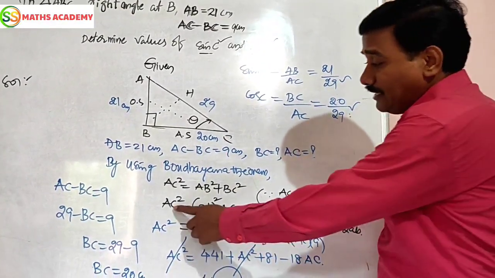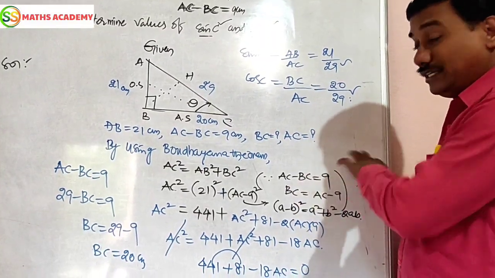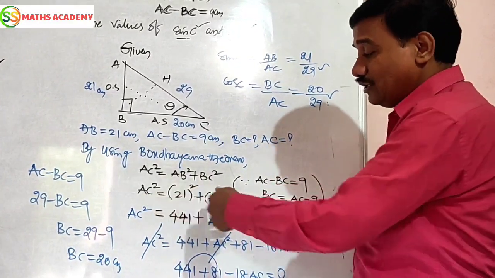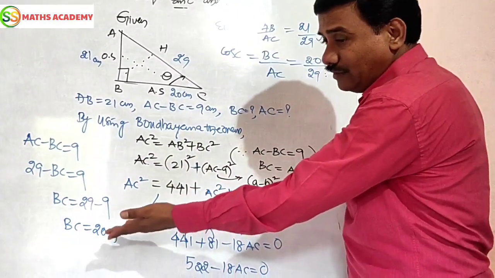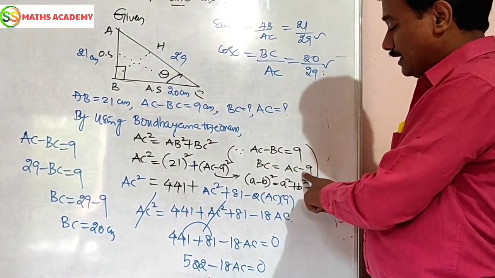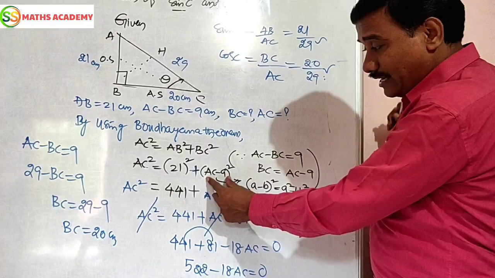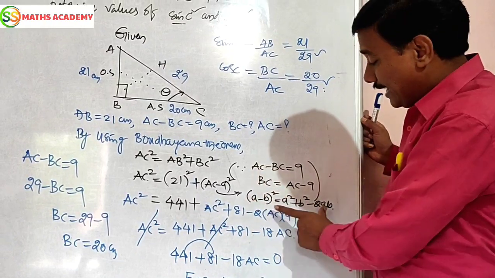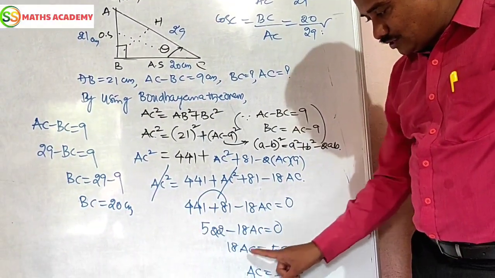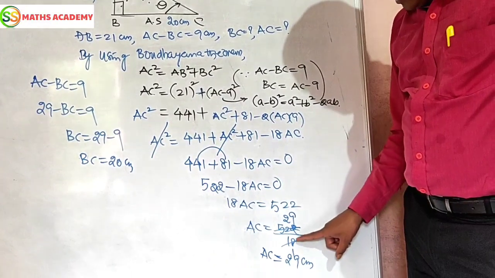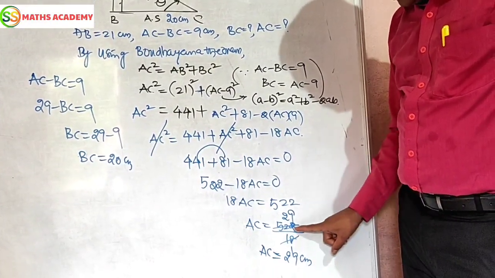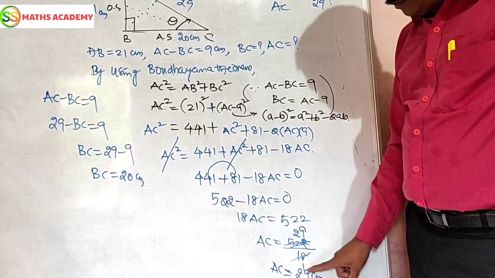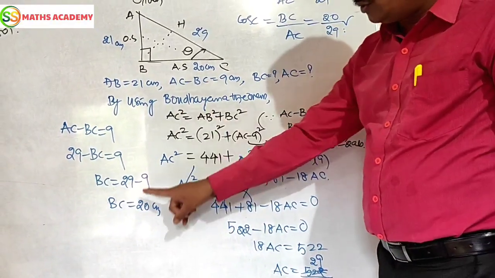Some students also apply it for the AC value: AC equals 9 plus BC is also correct. Transfer minus BC to the right side, and substitute 9 plus BC. You will get the BC value first, next the AC value. But I am going to take the BC value, AC minus 9, and substitute it here. (AC minus 9) whole square is in the form of the second algebraic identity, (A minus B) whole square. Expand it: minus 18 AC equals 0, 18 AC equals 522, AC is 29. Substitute this value and you should get BC.